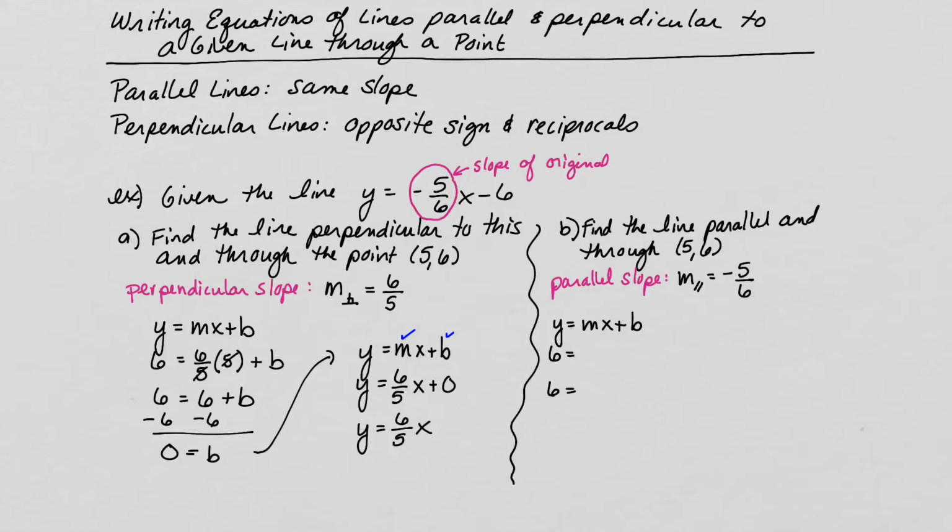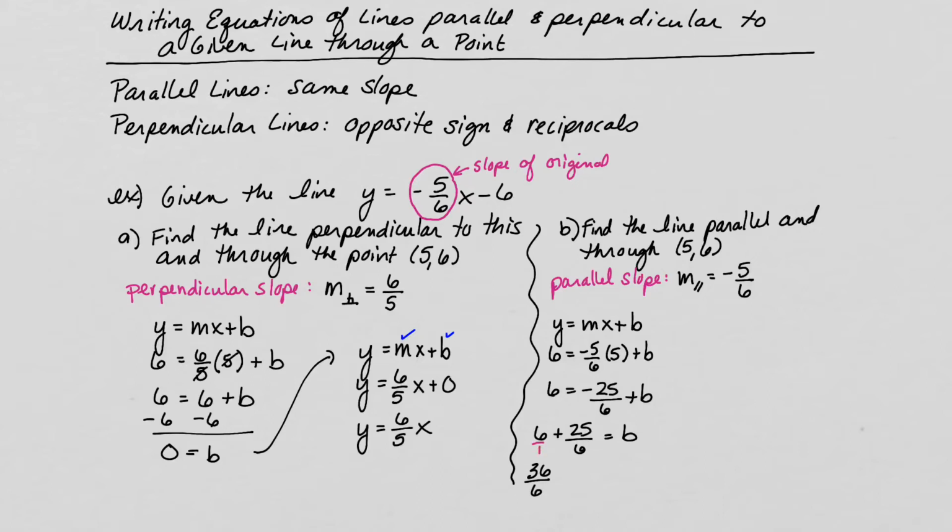X is 5, so I have negative 5/6 times 5 plus b. So negative 25 over 6 plus b. So we're going to add the 25 over 6 to the other side. So we're going to end up with 6 plus 25 over 6. This is going to be the same as b. 6 I can rewrite as 36 over 6.